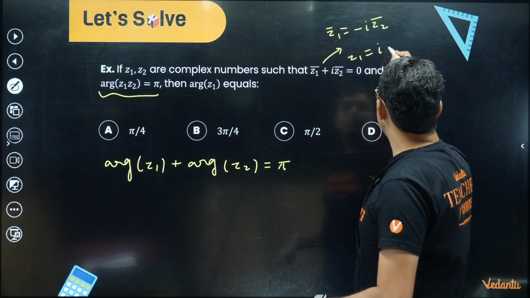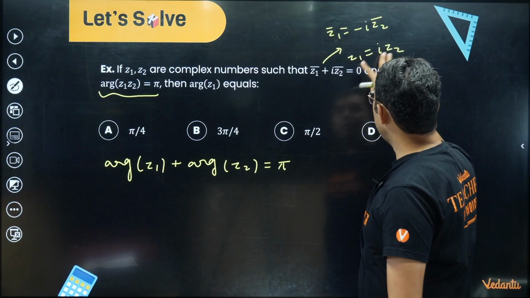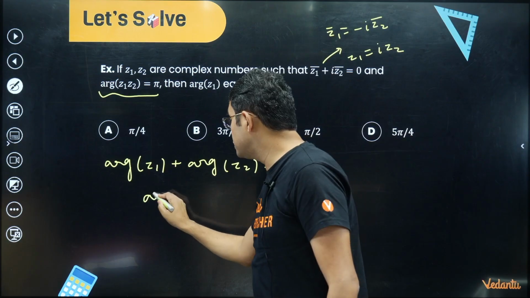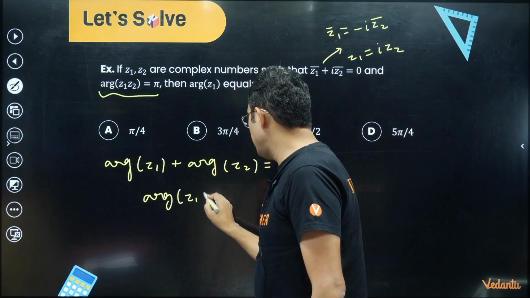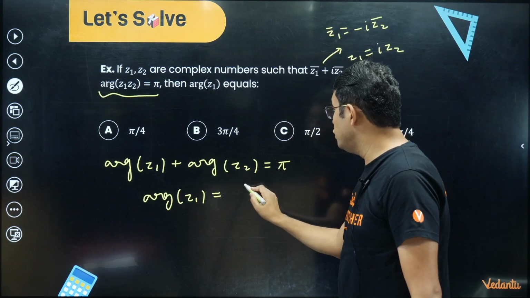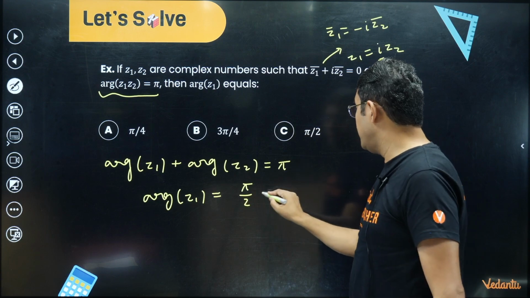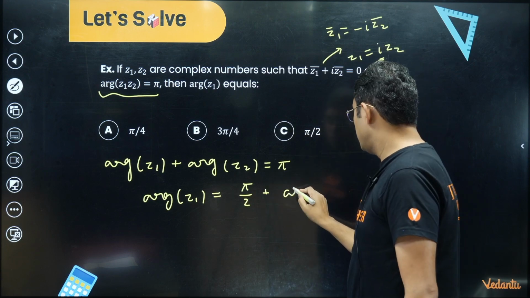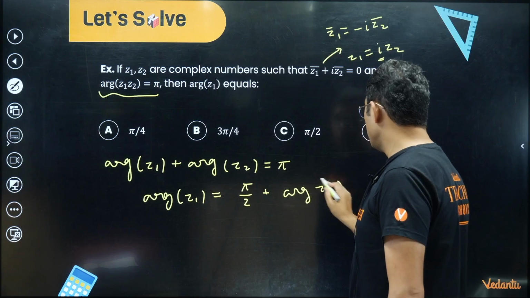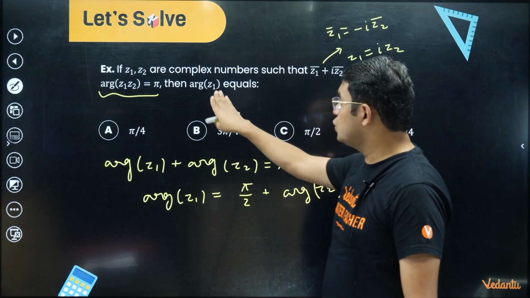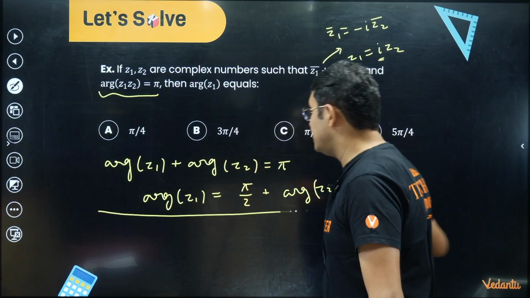Then if I take the argument on both sides, argument of Z1 will be equal to argument of iota, that is pi by 2, plus argument of z2. Now we have to eliminate argument of z2 to get the answer for argument of z1.